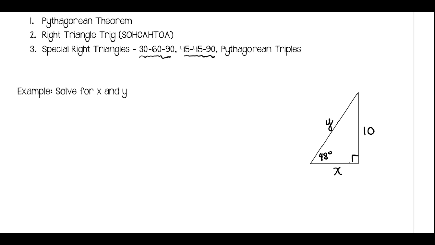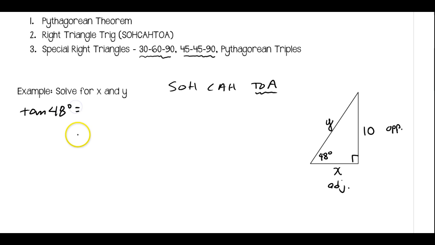So I'm going to look at the x and the 10 first. So the 10 is my opposite side, and then this is my adjacent side. And if I'm looking at SOHCAHTOA, the function that uses the opposite and the adjacent is tangent. So I know that the tangent of that angle, which is 48 degrees, is going to be equal to the opposite side, which is 10, over the adjacent side, which is x. And then I just need to solve for x.